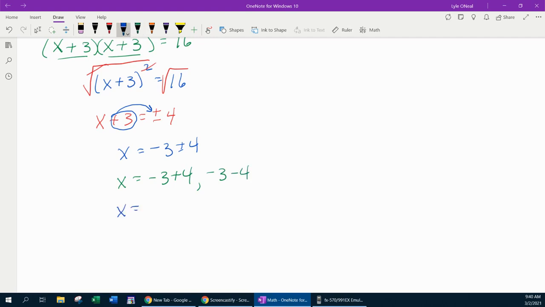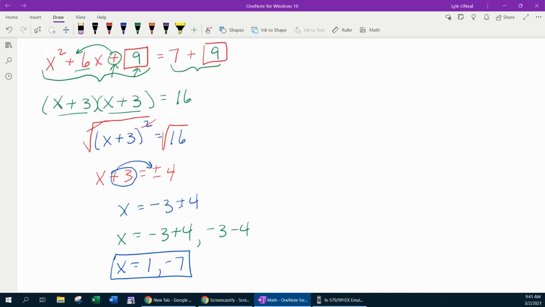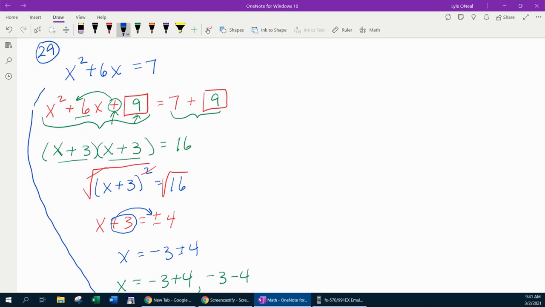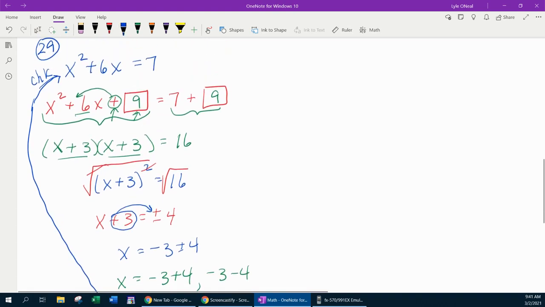So negative 3 plus 4 is 1. Negative 3 minus 4 is negative 7. And those are our two solutions. Now, I don't know if I've said this yet or not, but if you're not sure if these solutions are correct, you can take them all the way back up to the original equation and plug in to check and see if they're right. So if I plug in 1, let me show that real quick, how to check.